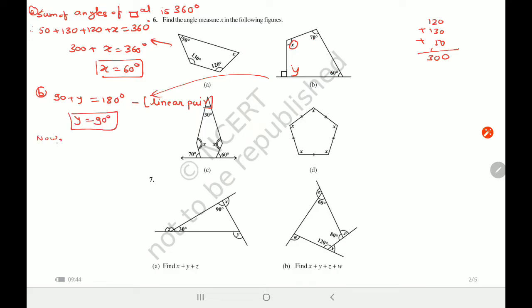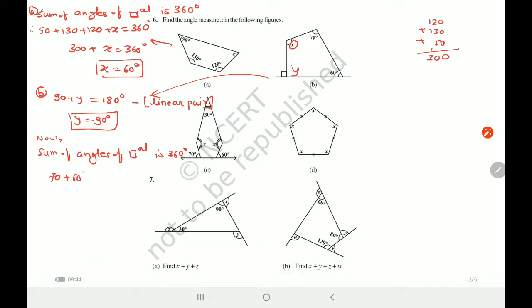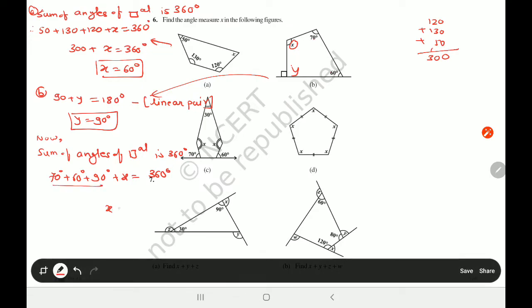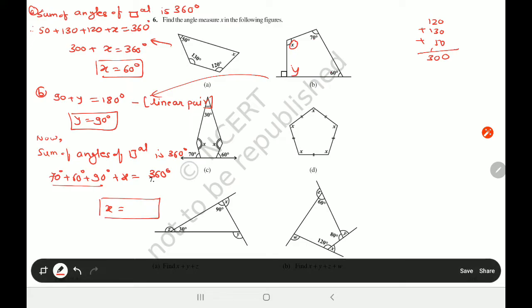Now the sum of angles of a quadrilateral is 360 degrees. This is the way we can present the answer, right? So it is 70 plus 60 plus 90 plus x is equal to 360 degrees. And now you can easily find your answer for x. Add this and shift to the other side. You get your answer for x. Okay, you can easily verify your answer with the textbook. There is no problem. Fine.